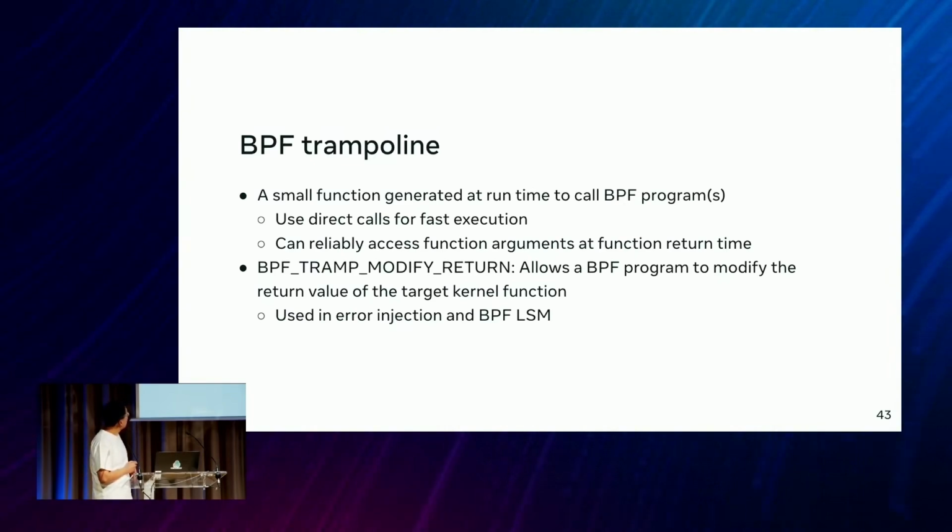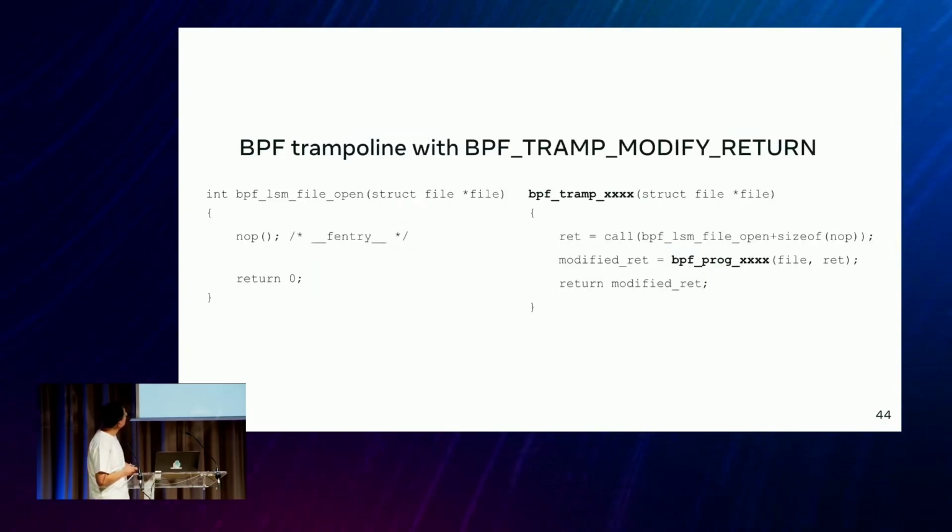The BPF trampoline has a special mode called modify return, which allows a BPF program to modify the return value of the target kernel function. This was initially used, I think, in error injection, and now we're borrowing it for BPF LSM.